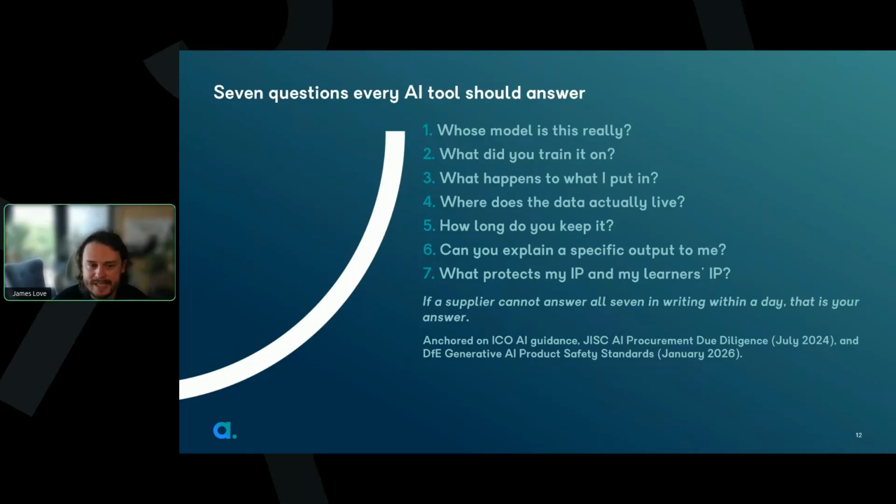Question 6. Can you explain a specific output to me? If you have to justify it to a regulator where AI output materially affects a learner, you need to be able to explain how it was reached. Now, that doesn't extend to giving answers to particular questions someone may ask of an AI assistant, but it would extend to a fully automated marking and decision-making tool. If the human is never in the loop, you need to be able to explain and demonstrate and audit how it was reached.